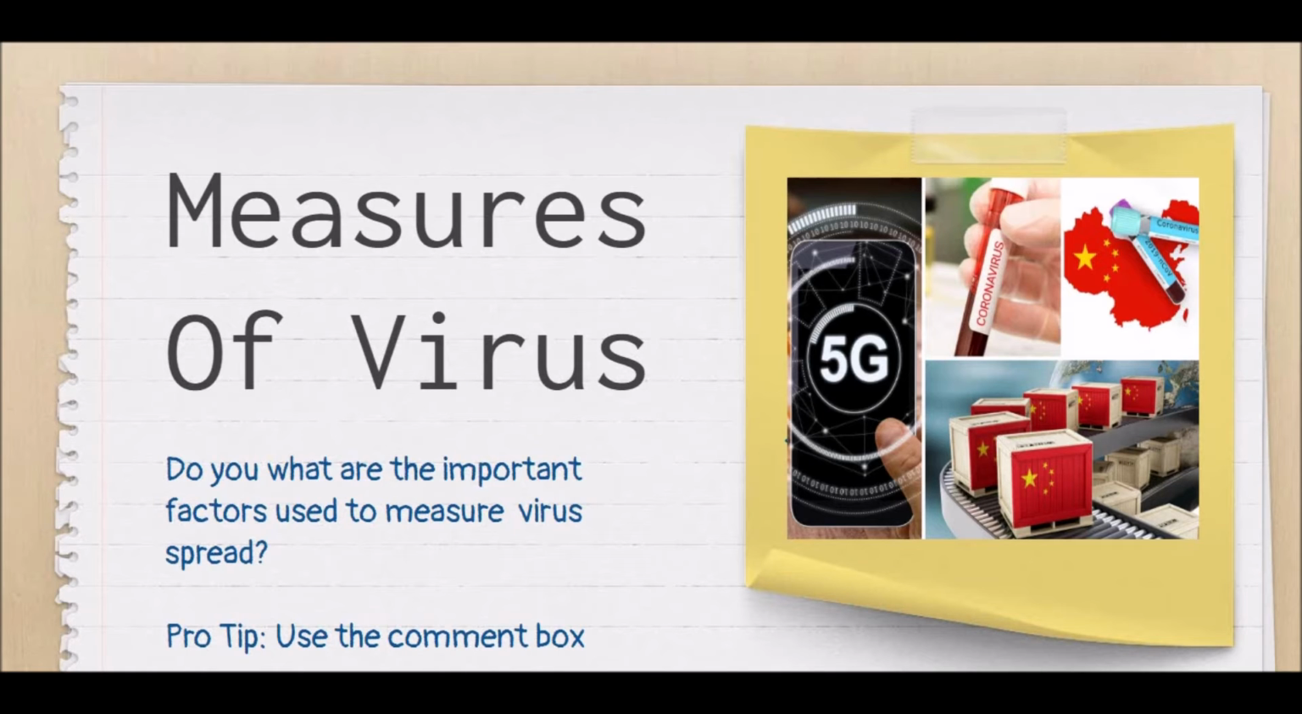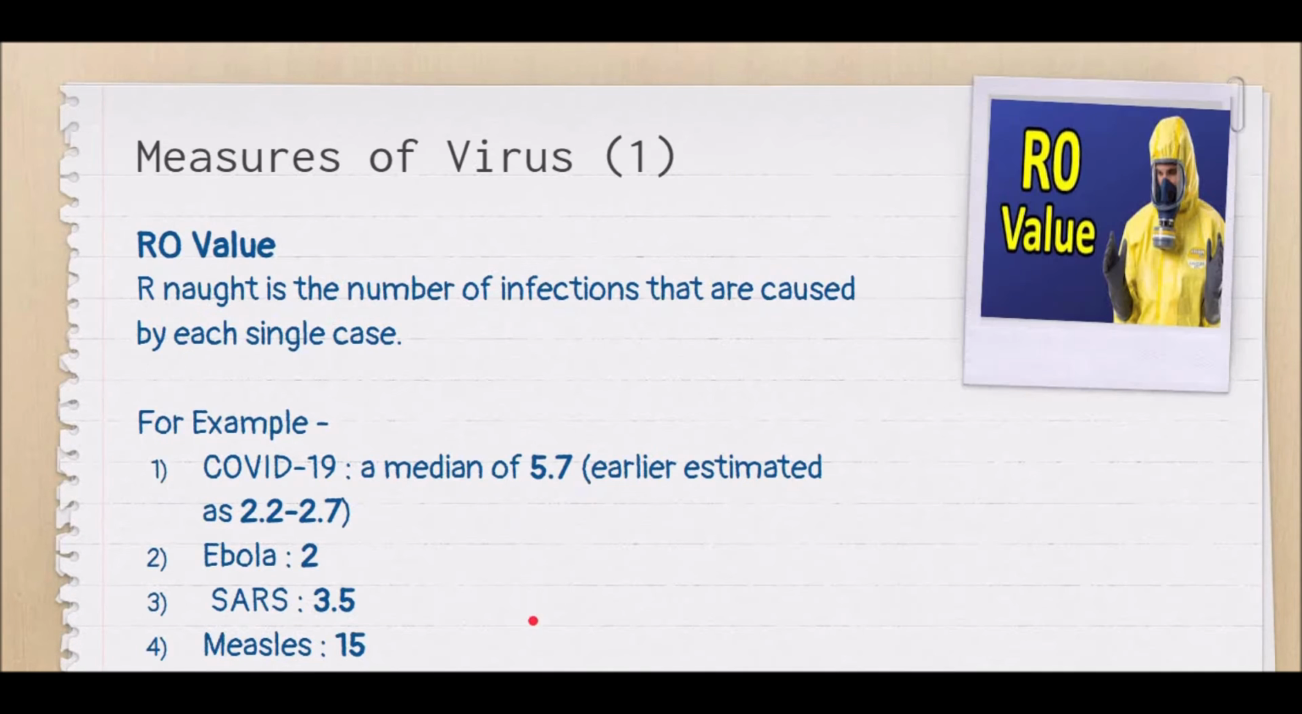So to see how deadly a virus is, we need to have some tools to measure the virus spread. So the first tool is R0 value. Some people might just say that why is it so important? But I'll say that it's actually something behind which the epidemiologists run crazily.